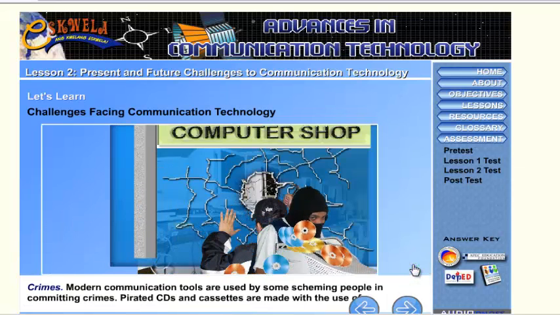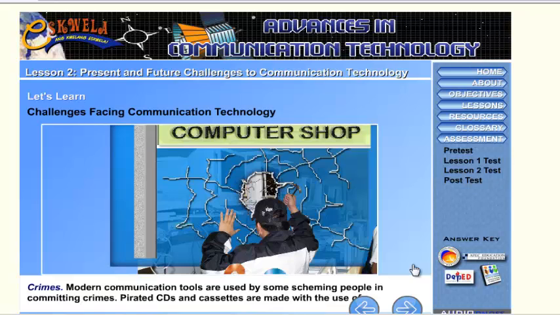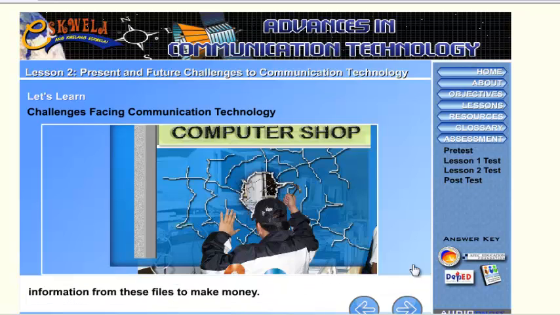Crimes. Modern communication tools are used by some scheming people in committing crimes. Pirated CDs and cassettes are made with the use of computers and recording tools. Some computer experts work as hackers, people who access private computer files through the internet and use information from these files to make money.